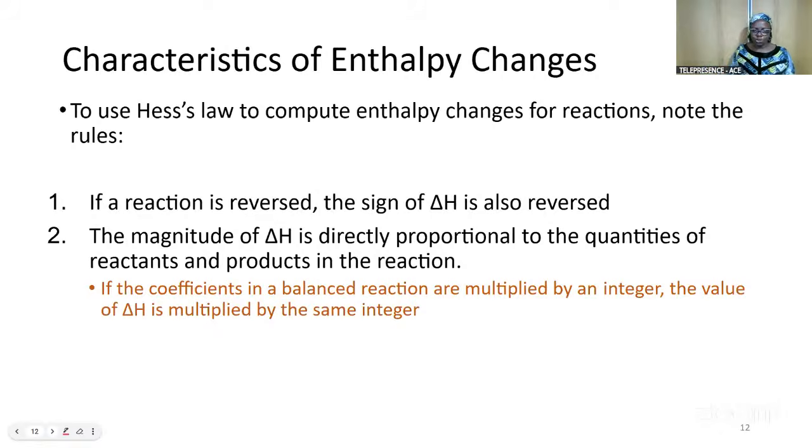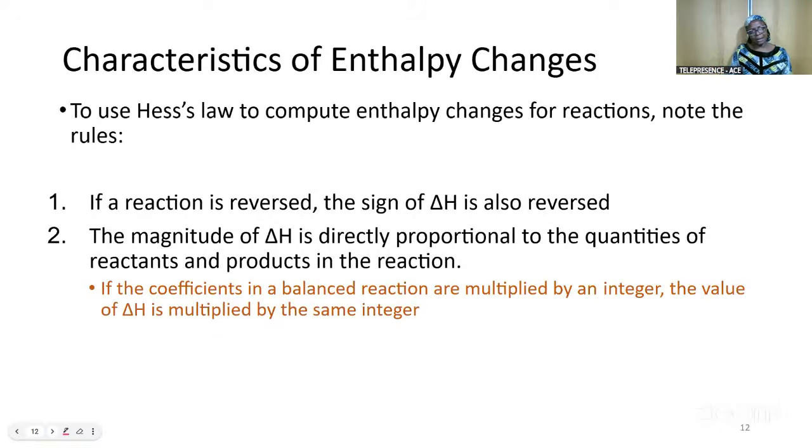I think you can readily relate to this based on what I taught you earlier on, that when you change some states, there are change of states that will mean that delta H can become the negative of the other. Now, the second one is that the magnitude of delta H is directly proportional to the quantities of reactants and products in the reaction.